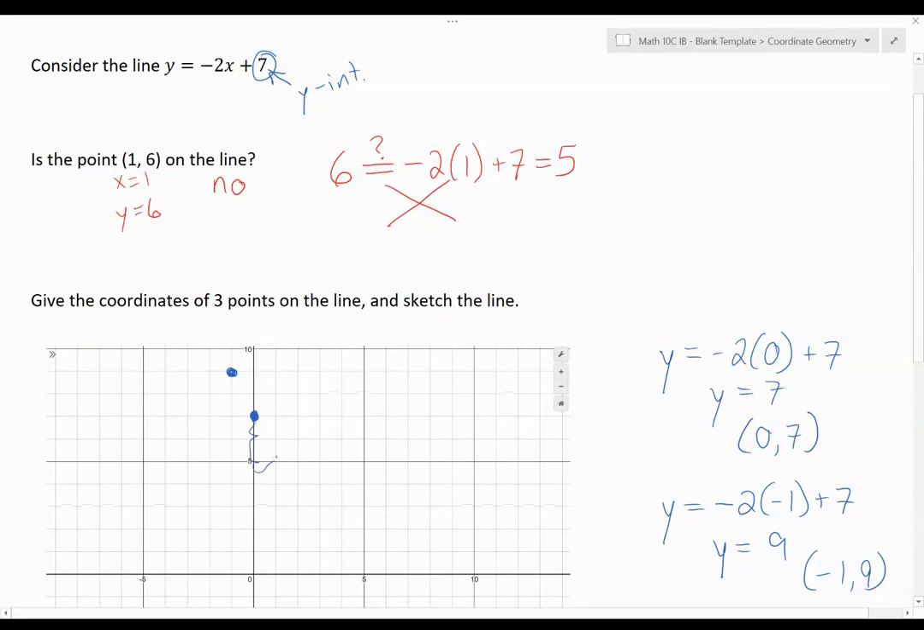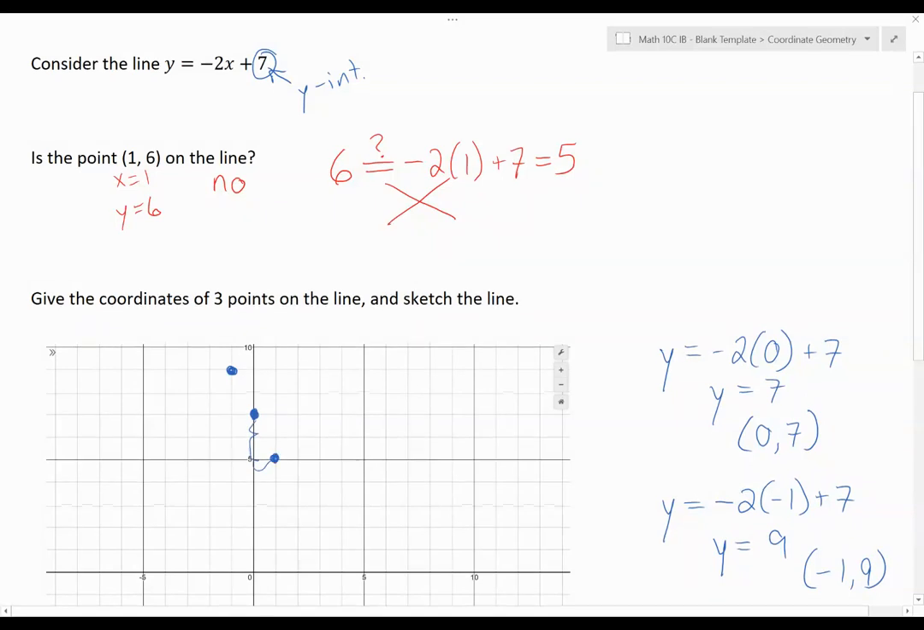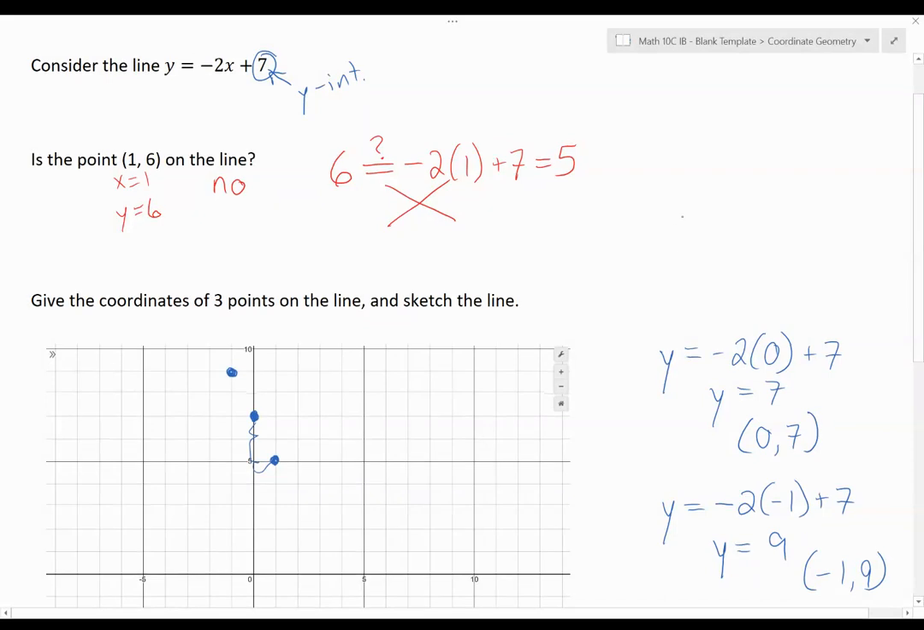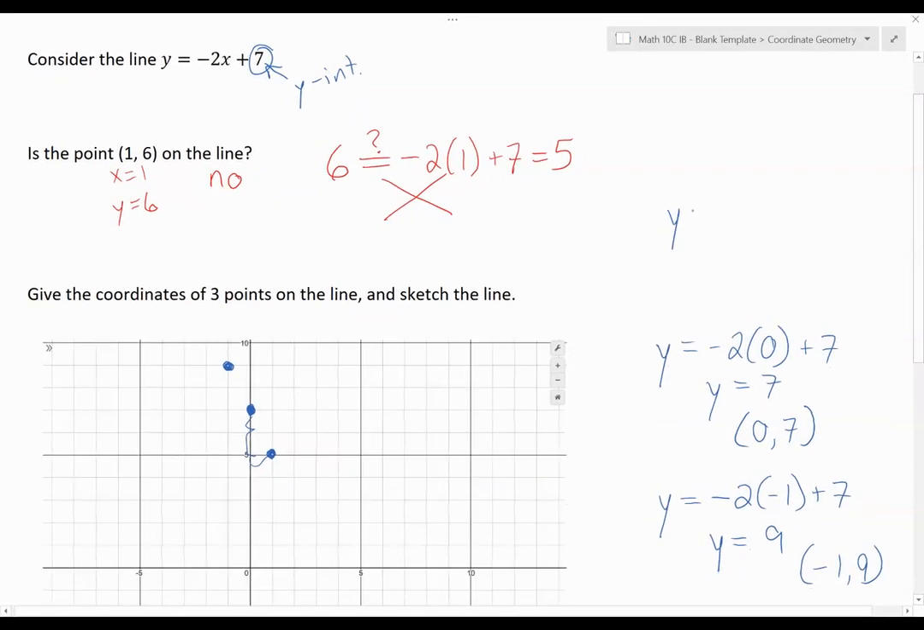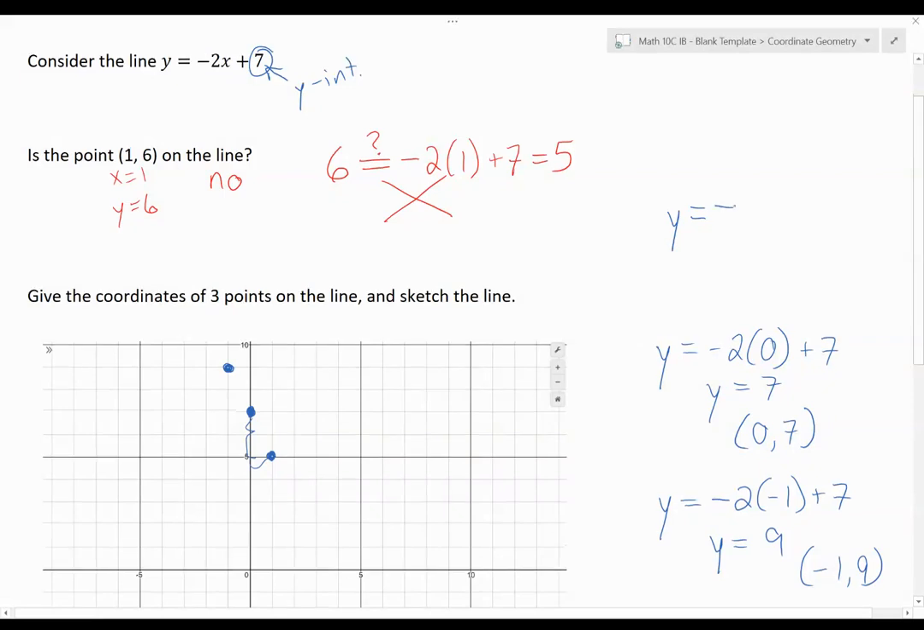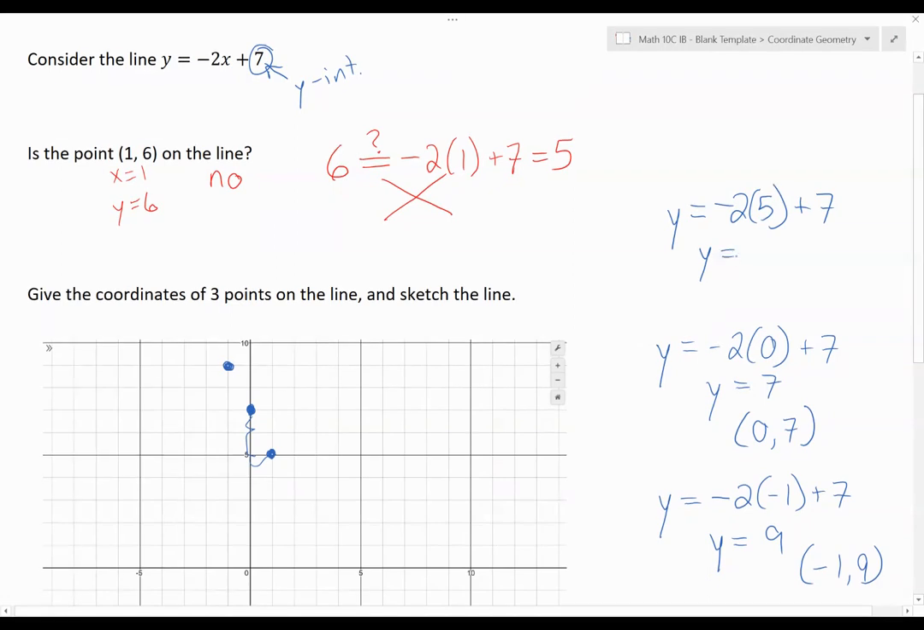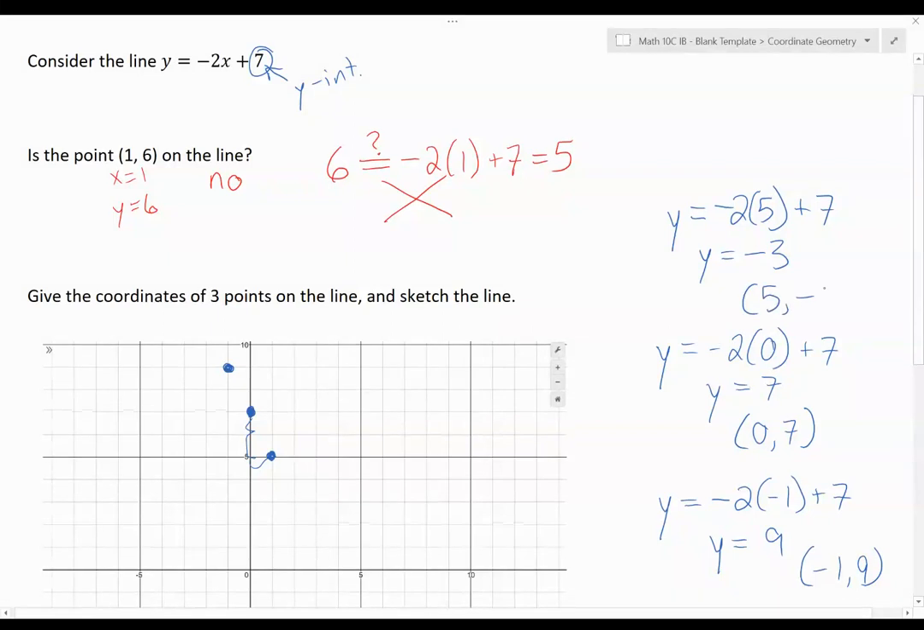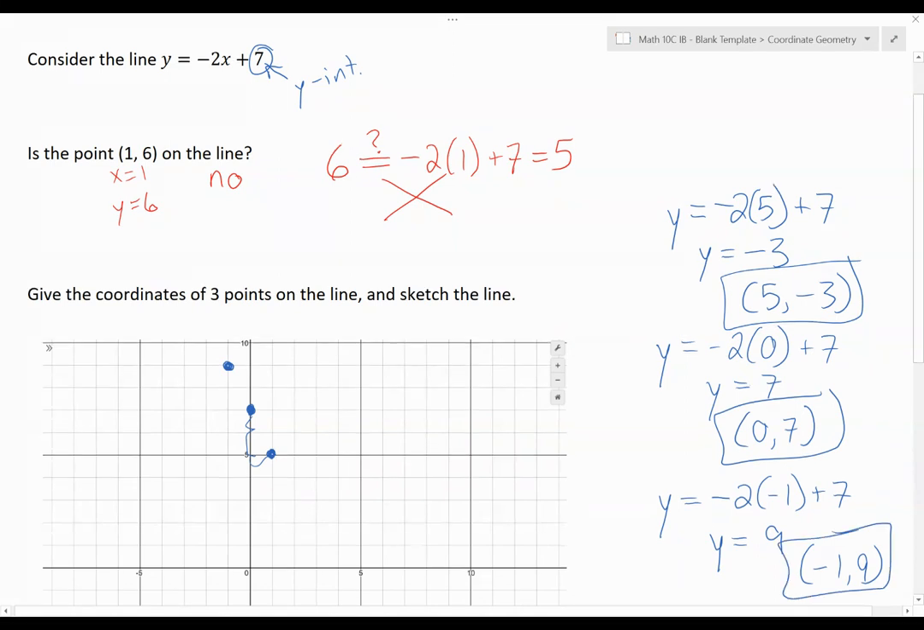There's another point. But I can also calculate the coordinates of a third point by choosing another value of x. Let's say I do x equals 3 this time around. Actually, I'm going to go 5. So negative 2 times 5 plus 7. That means y would be negative 10 plus 7, which is negative 3. So that means the point (5, negative 3) is on the line. So I've now given the coordinates of 3 points, which are on that line.